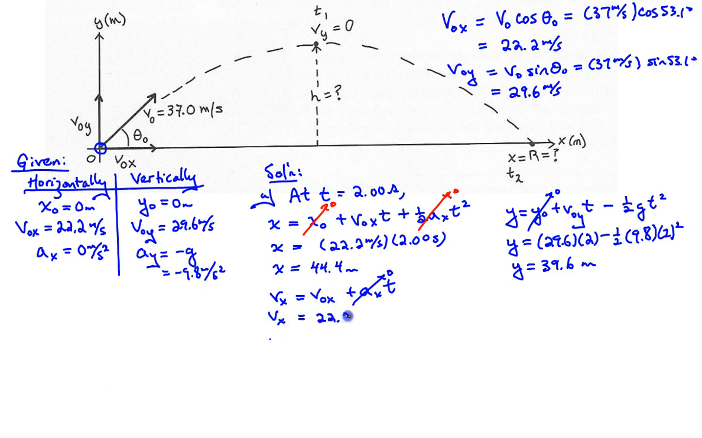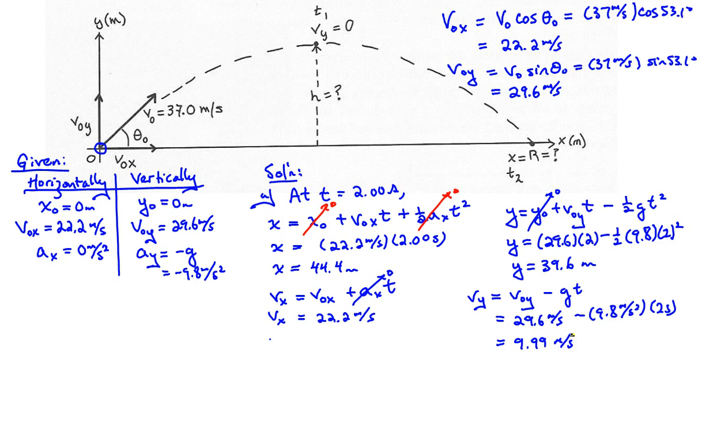So it's 22.2 meters per second. The vertical velocity is given by v0y minus gt. I'm using v equals v0 plus at and replacing the a with negative g. And so that's 29.6 meters per second minus 9.8 meters per second squared times 2 seconds. And that will give you a velocity of 9.99 meters per second as the vertical velocity.